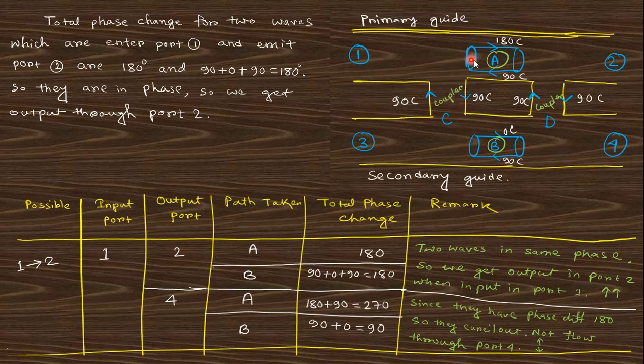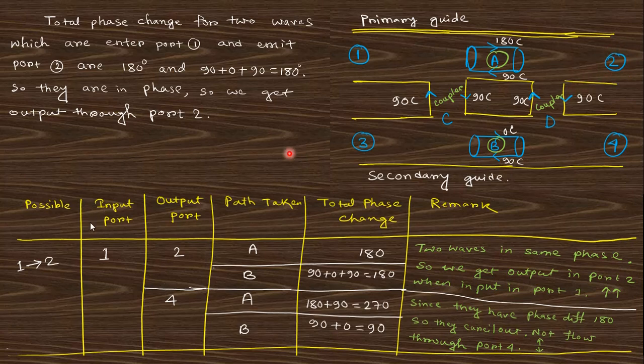When we consider path A, there is 180-degree and 90-degree, that is 270-degree. And when we consider path B, there is 90-degree and 0, so total 90-degree. So what is the phase difference between these two waves? 180-degree. Since these two waves, coming through A and through B, have a phase difference of 180-degree, there will be no output from port 4. So when the input is 1, the output we get is 2.